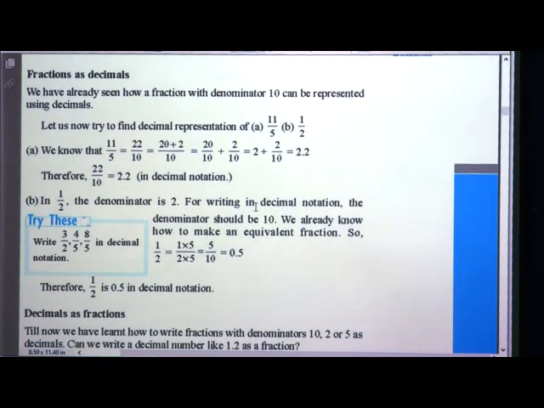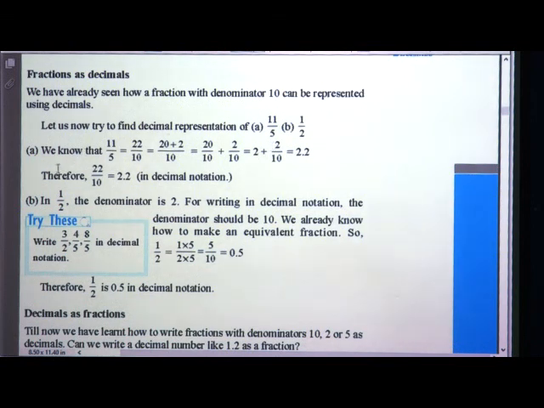Fractions as decimals. We have already seen how a fraction with denominator 10 can be represented using decimals. We are going to see it once again now. Let us now try to find the decimal representation of 11 by 5 or 1 by 2. Now, by this you can observe the numerator is greater and the denominator is smaller, so it comes under improper fraction.